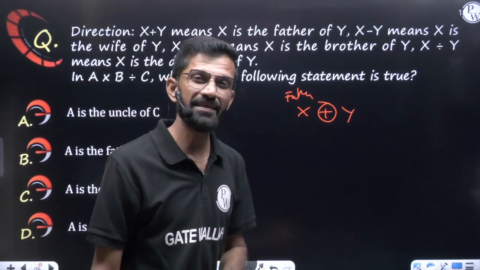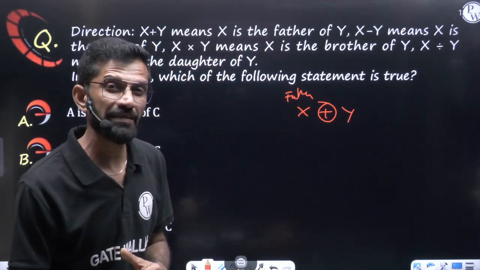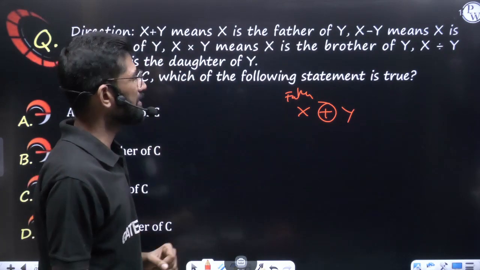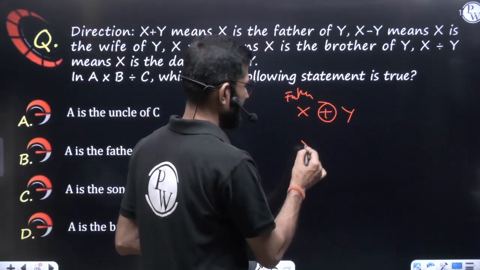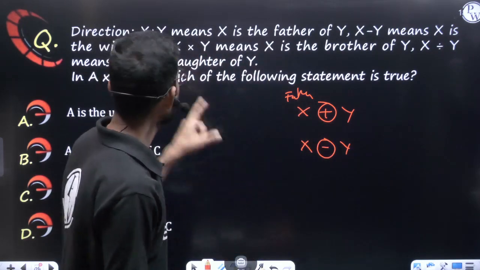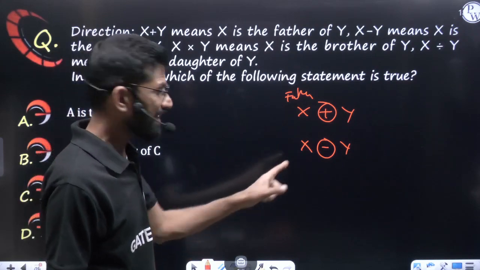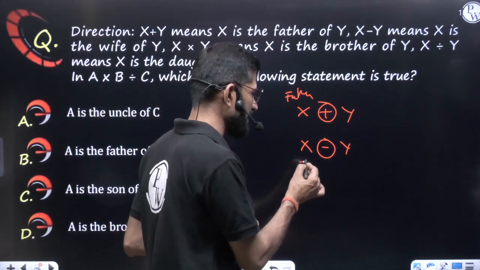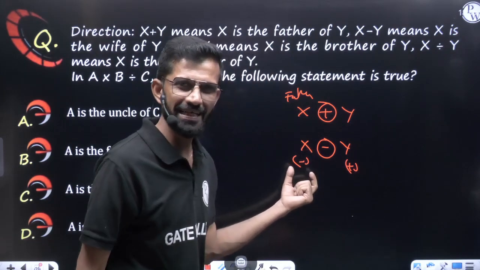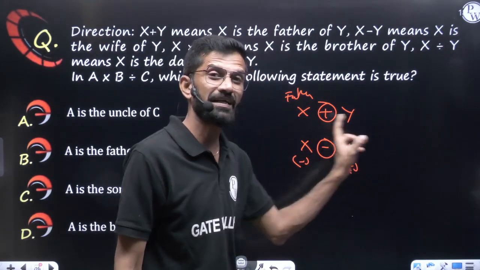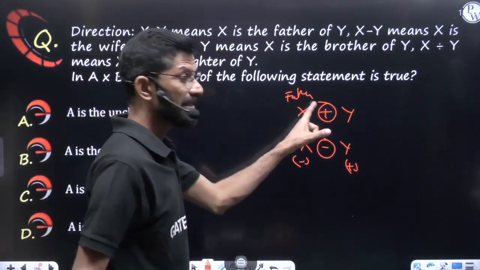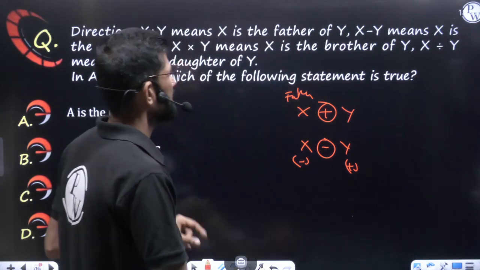But do you know Y's gender here? Y can be son, daughter, anything for X. We know the left-hand side gender. X minus Y, when they use the operator minus, means X is the wife of Y. So X is the wife, which means X is negative, then Y will definitely be positive, because this side wife, so that side husband. Here both left and right side gender is very clear to us. But in the earlier case only the left side gender was clear, not the right side.